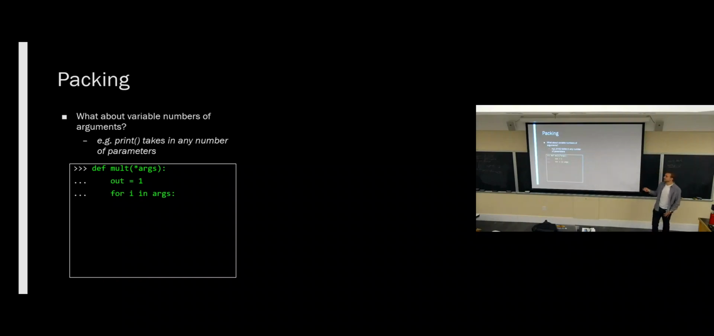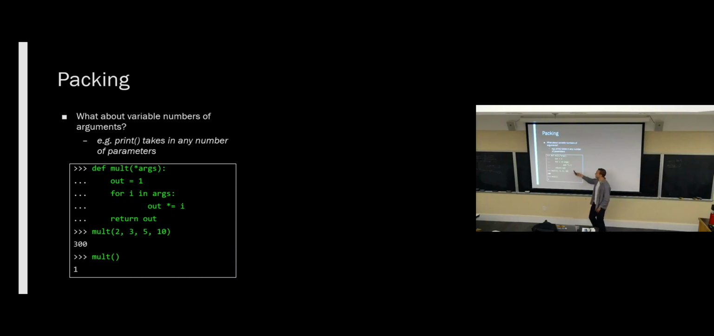So here we've got this multiply function that takes some star args, and then we multiply them all together and we return the result. Now you can call mult on any number of arguments, and they'll all get packed into args, thus packing. So, what's going to happen here? Yep, this is going to output 1, because out started at 1, loop through, there's nothing to loop through, return out. That kind of makes sense, kind of not. Multiplying nothing doesn't really make sense, to me at least.